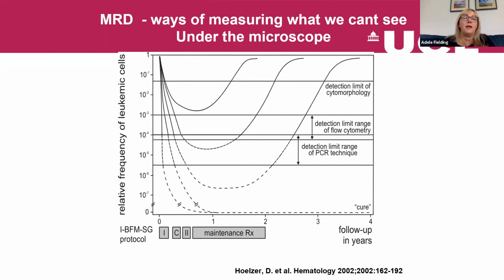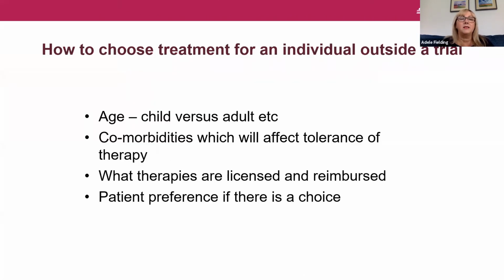So an individual patient could have a good response to treatment, but the detection under the eye from a person looking down the microscope is probably about 1 in 10 to about 1 in 100. So somewhere here, you would say that all these patients were in remission, and yet below the surface of the iceberg, there can be a variable amount of disease still remaining in the patient's body, and helping us to really assess that is minimal residual disease, and that's absolutely critical. Can I have the next slide, please? And so how do we choose among the different treatments for an individual outside a trial?